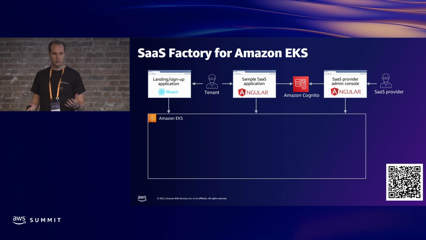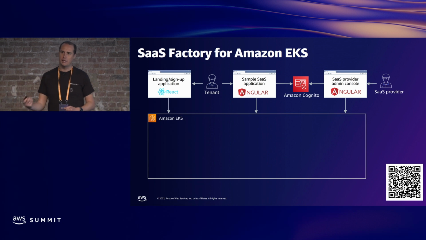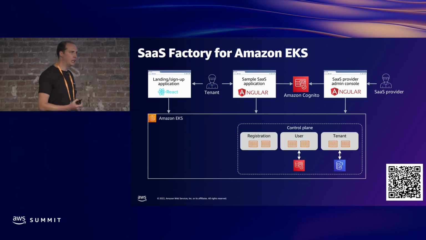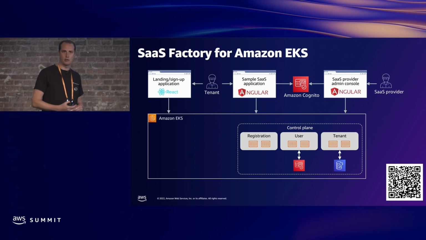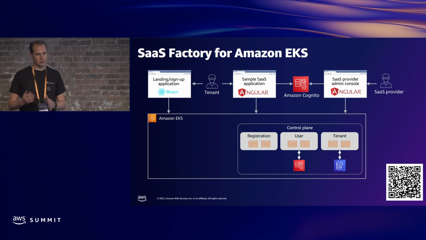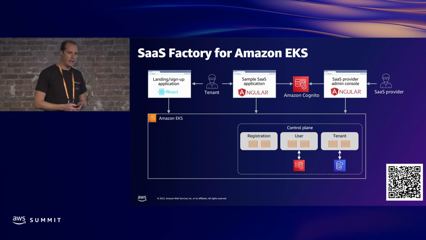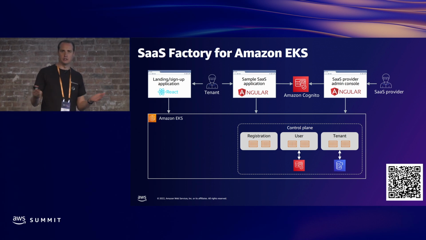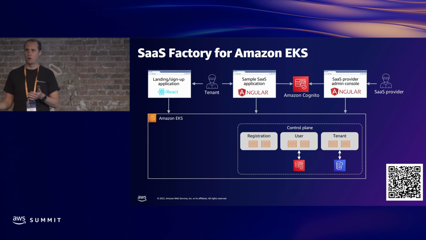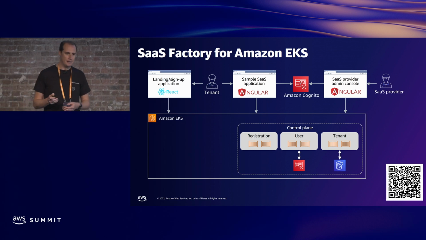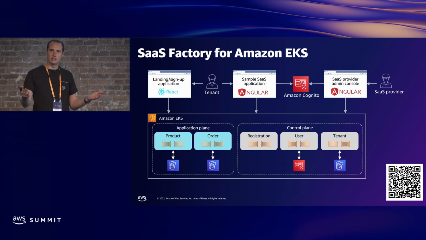And those front-end applications are talking to APIs hosted from a Kubernetes cluster. And the Kubernetes cluster has a control plane deployed with a service for registration, with a service for user management talking to Cognito. And it also has a tenant store, so that you always know which tenants are onboarded, in which state they are. And it also comes with an example of an application plane.